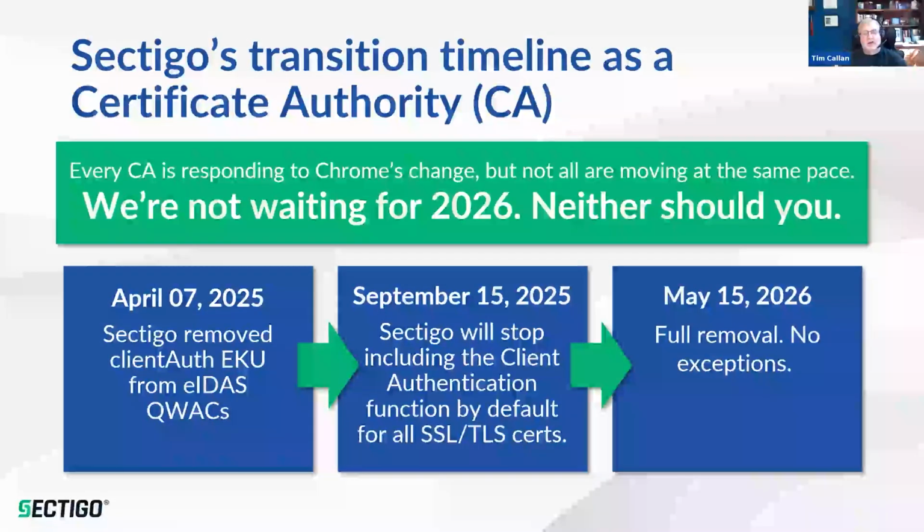So June 15 is the hard deadline from Chrome, but there are some dates leading up between now and then that are important. Tim, just about every CA has reported on this. Sectigo's information is that as of April of this year, we've actually removed client auth from our EIDA certs, right? Exactly, and then we're going to further take that away from all of our publicly trusted certificates in September, middle of September this year.